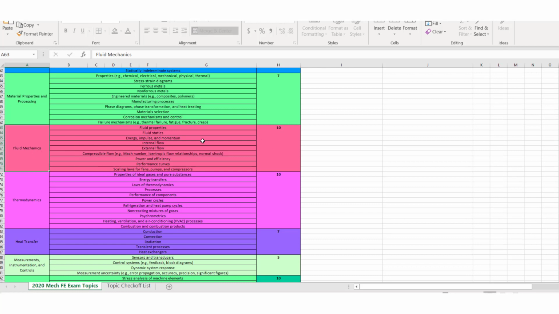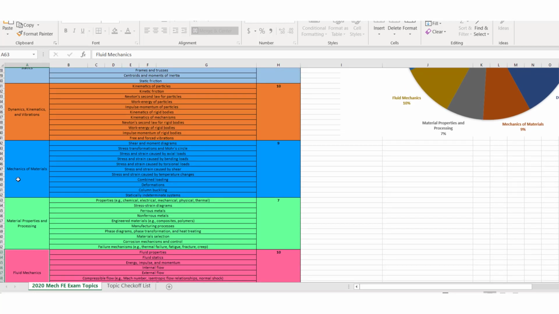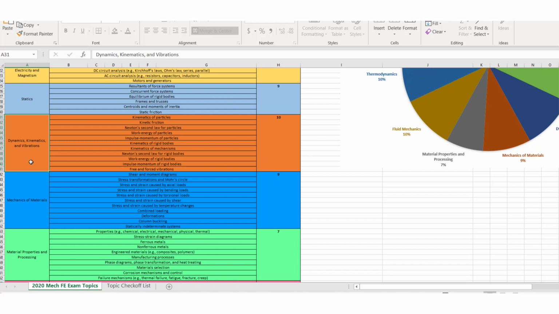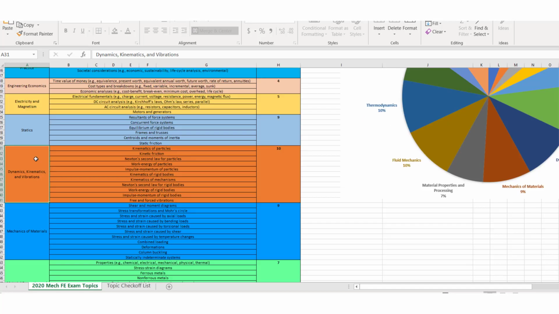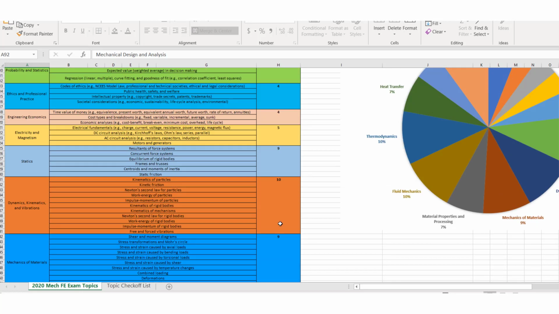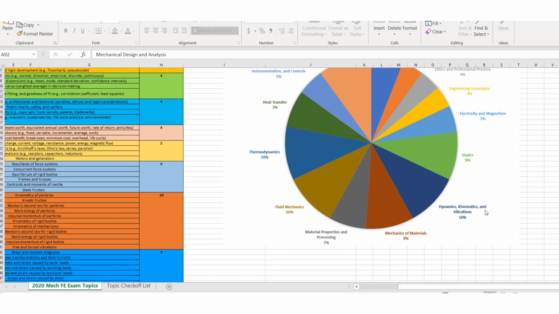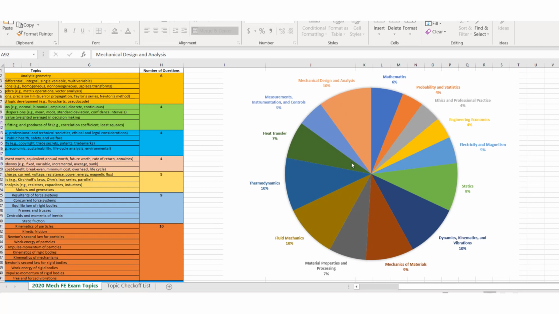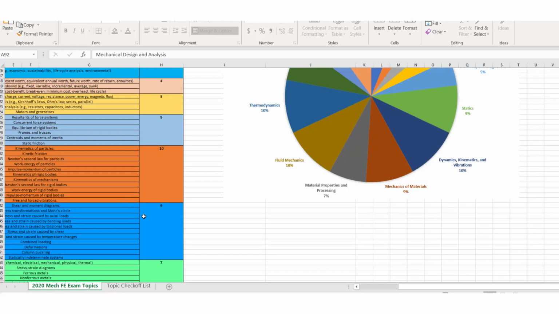Fluids is going to be a big section, so make sure you know these. Mechanics and materials, dynamics, kinematics, and vibrations. And I think down here, this is also the biggest section as well. It's around 10% as well, mechanical design and analysis. So you can use this to have a general idea of what to expect. This is just a pie chart showing the percentages. Thermodynamics is around 10%. Fluids is around 10% of the FE exam.